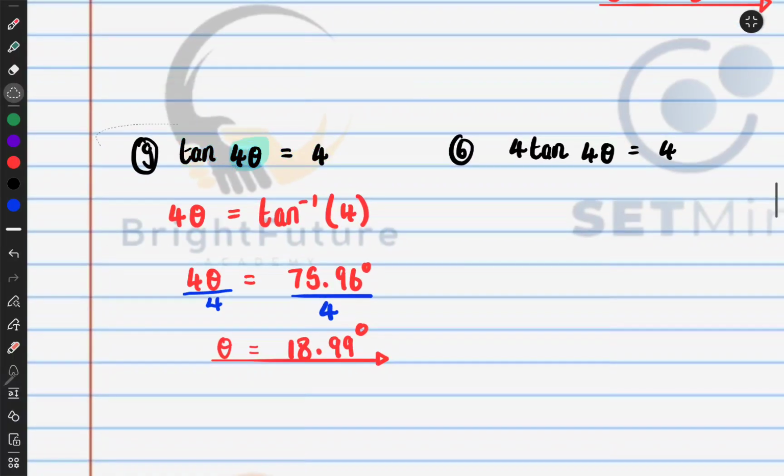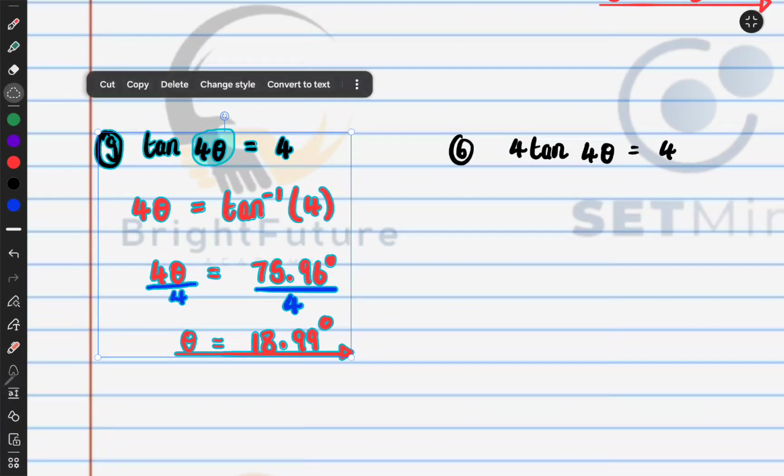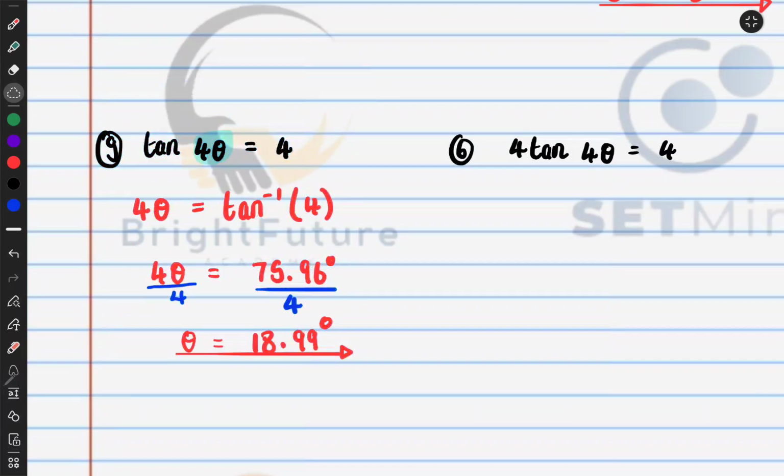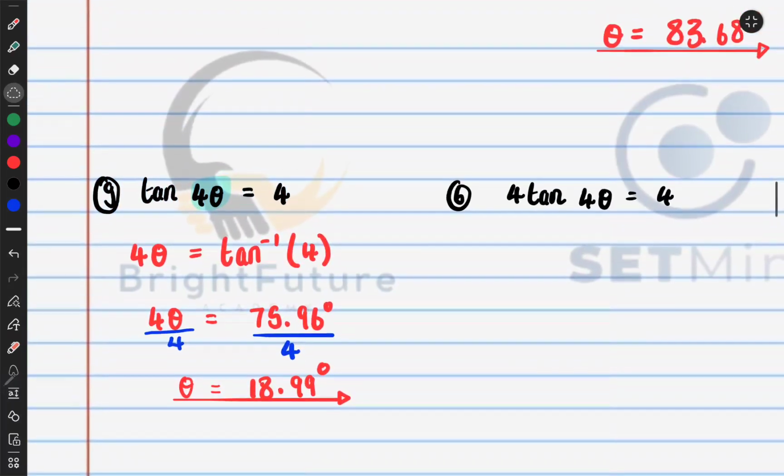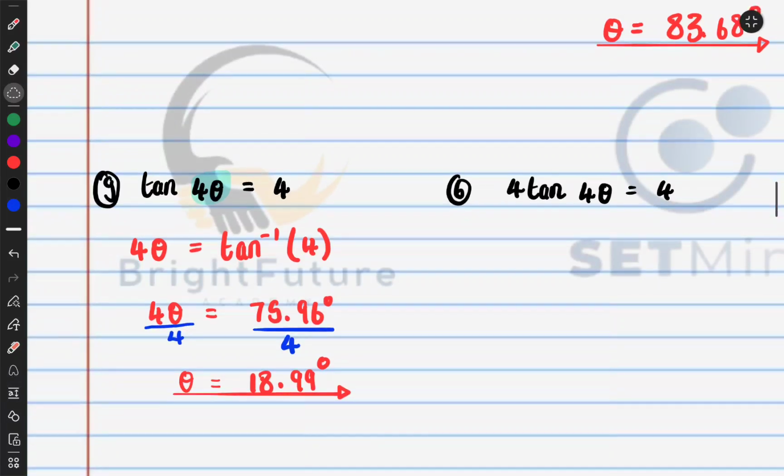And then next we have 4 tan 4 theta is equal to 4. Okay, so solve for theta in this one. What do we have to do? We have to start by removing that 4, so we divide by 4 on both sides. This 4 will cancel that 4. What we will be left with on the left side is tan 4 theta is equal to 4 divided by 4 is 1.